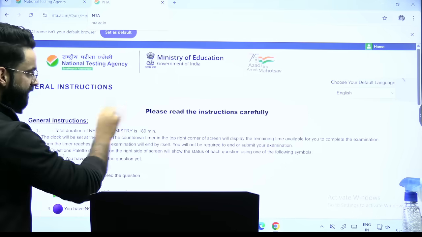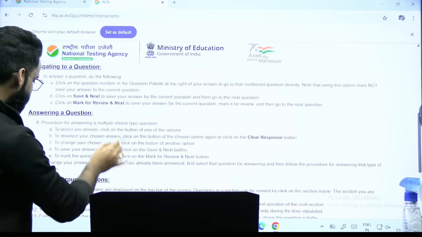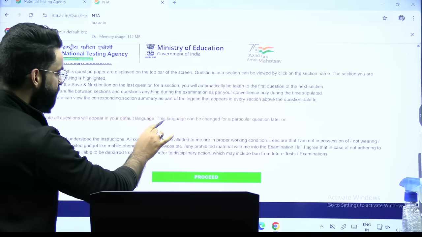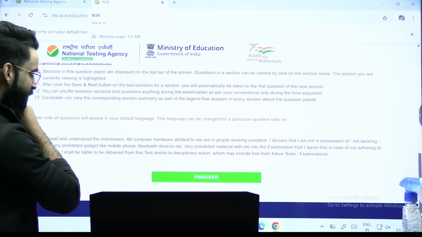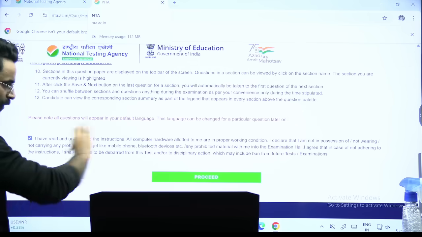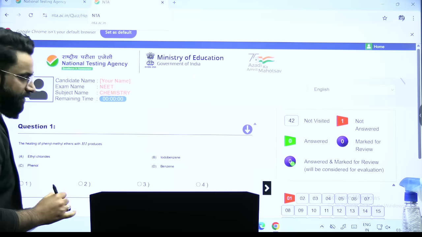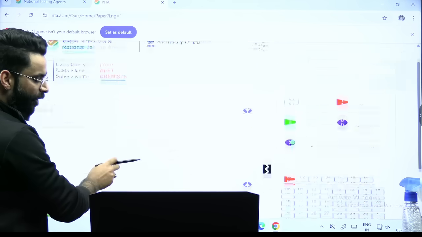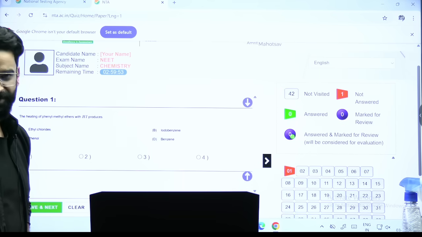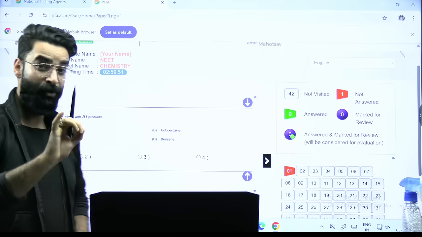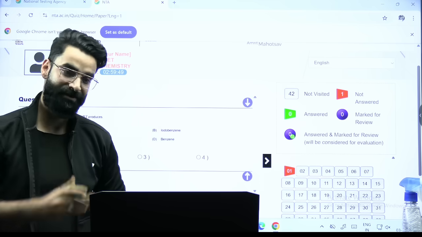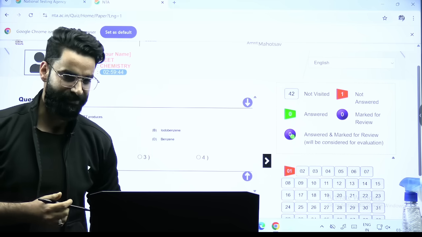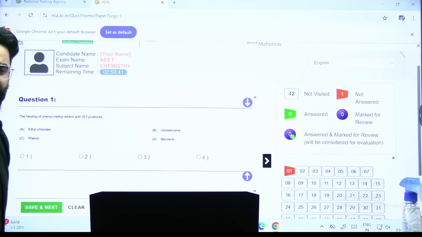After clicking on login, these are some general instructions, right? So if I drag it down, please note all the questions will appear in the default language. This language can be changed for a particular question later on. Okay, so I'll click on I have read all the instructions and I'll start proceeding to the question paper. So this is the sample paper which I got and the timer has already started. Let's see how much time it is going to take me to solve all these questions, right? Though I'm not going to solve the numericals because that needs pen and paper, the questions which I can solve directly without using pen and paper, I'll just solve those questions here with all of you, right? And at the end, we'll see how many will be correct and how many will be incorrect.